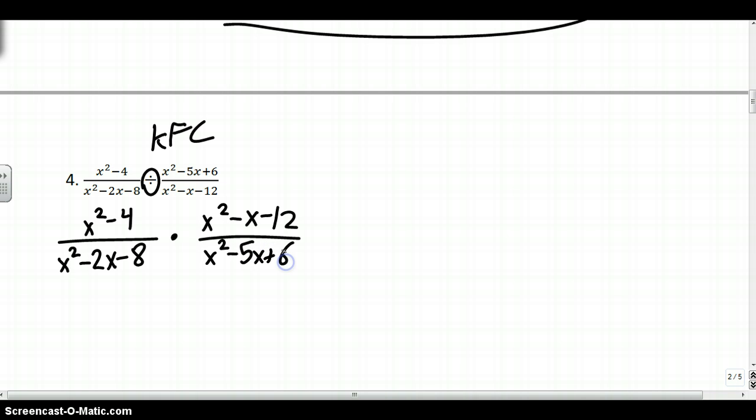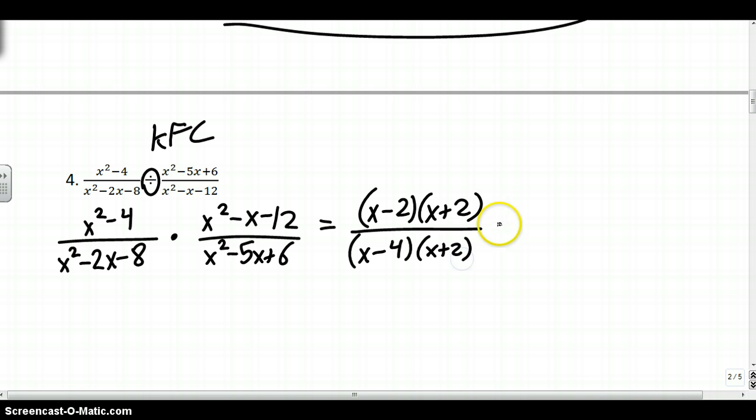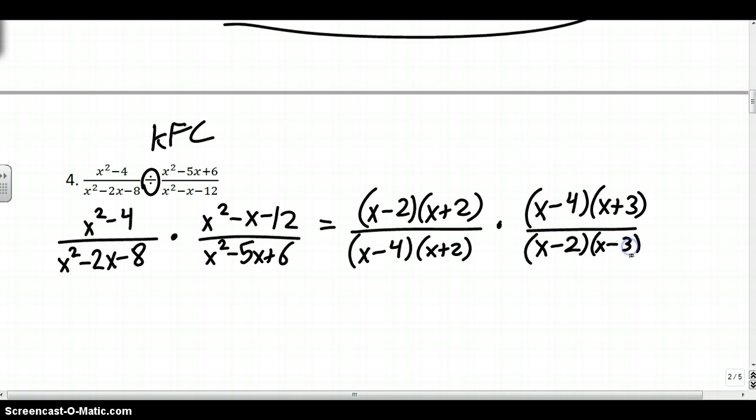Alright. Now factor. X squared minus 4 now becomes x minus 2 and x plus 2 over what multiplies to negative 8 and adds to negative 2? Well, that'd be negative 4 and a positive 2, times what multiplies to negative 12 and adds to negative 1? That'd be negative 4 and positive 3, over what multiplies to 6 and adds to negative 5. That's negative 2 and negative 3.